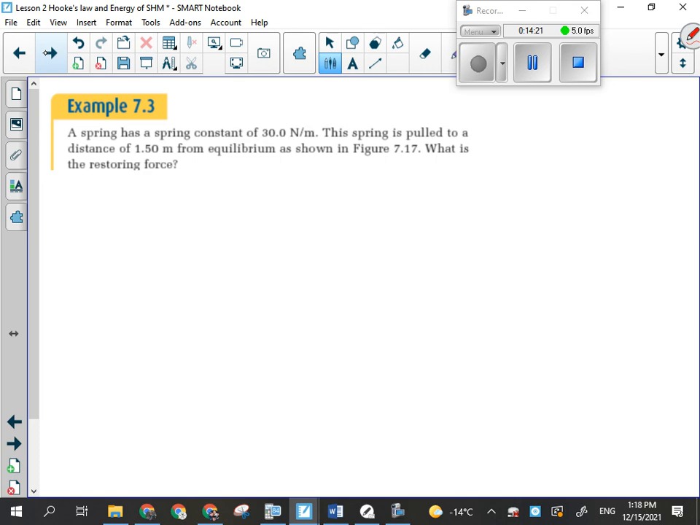Okay, so I want you guys to write this one down. We're just going to quickly go through this one. This is just a very, very basic Hooke's law question.